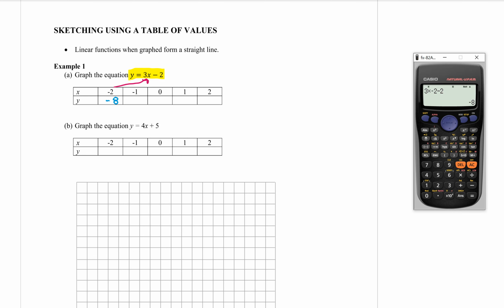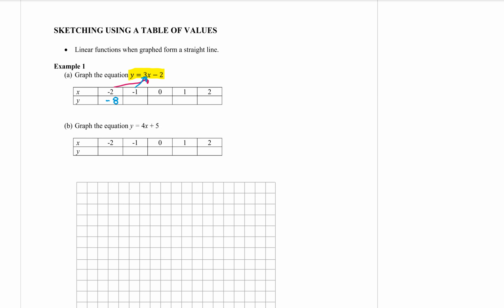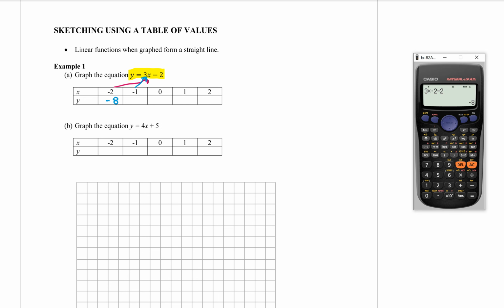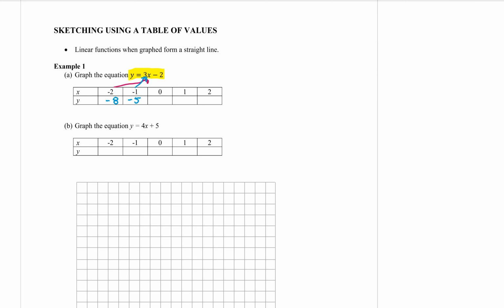Now I want to repeat that for -1. I want to put the -1 into where that X is. You can retype the whole thing out, or you can use your arrow buttons and just go backwards and replace that -2 with a -1. Press equals, and I get -5.